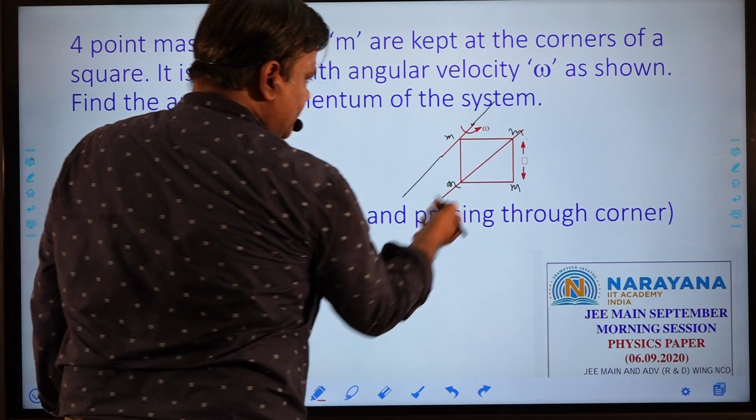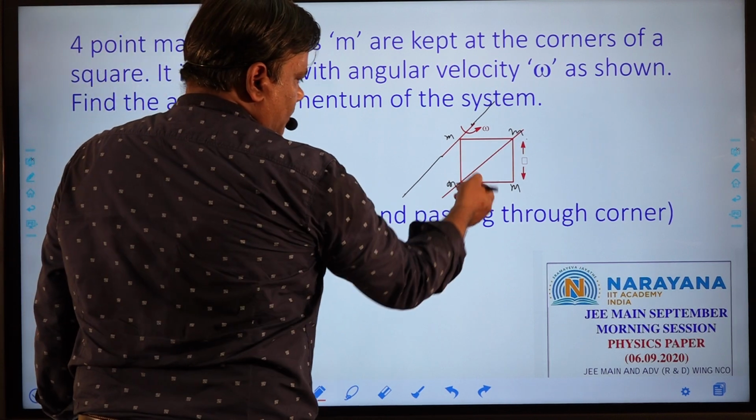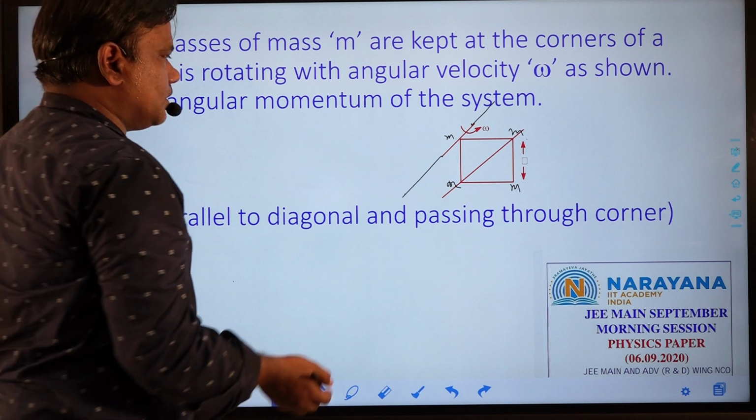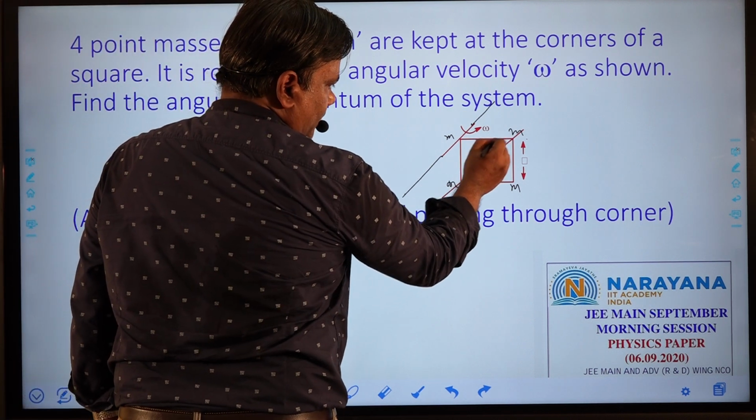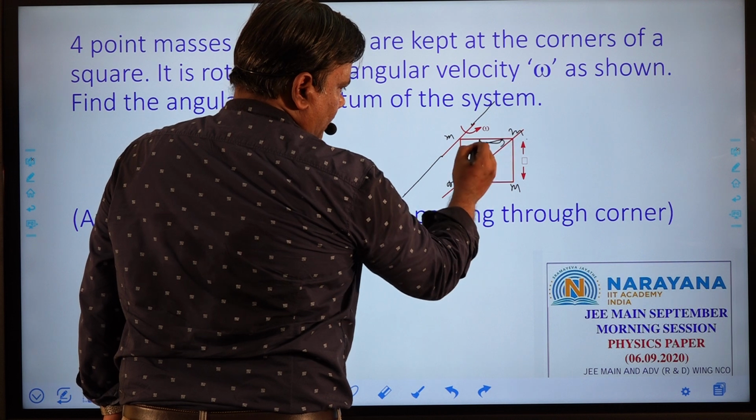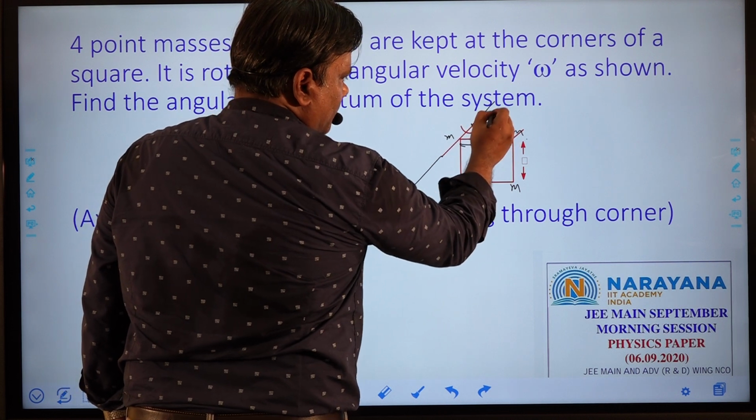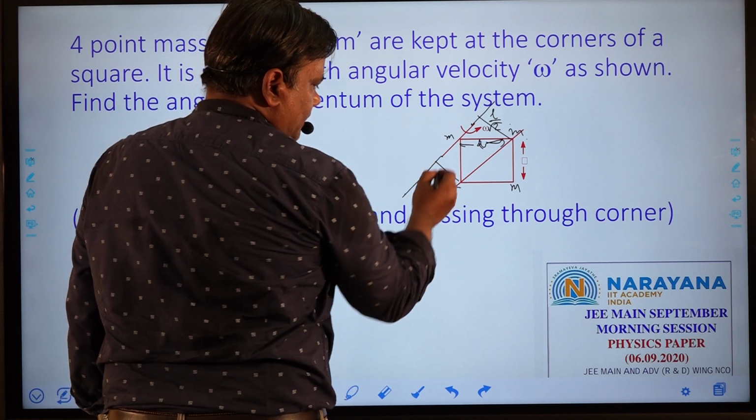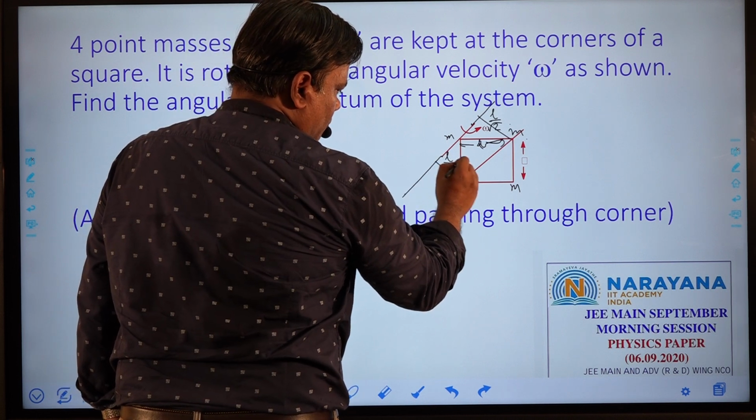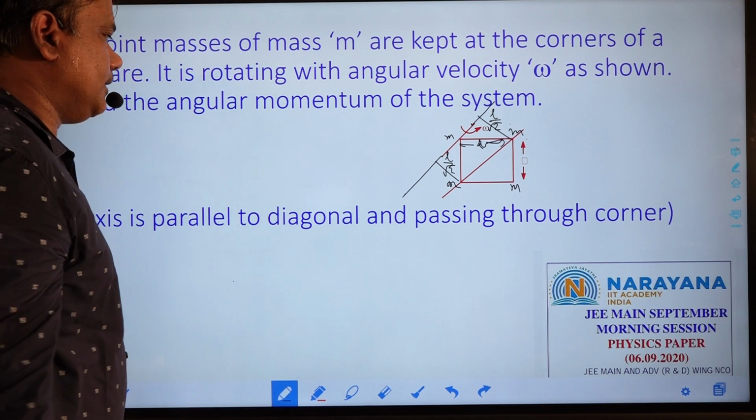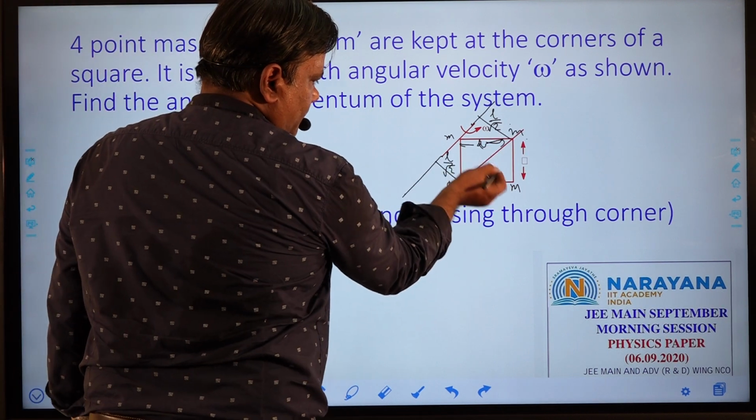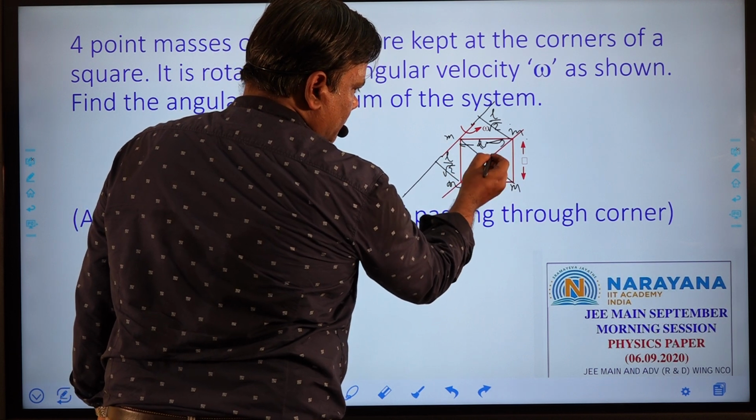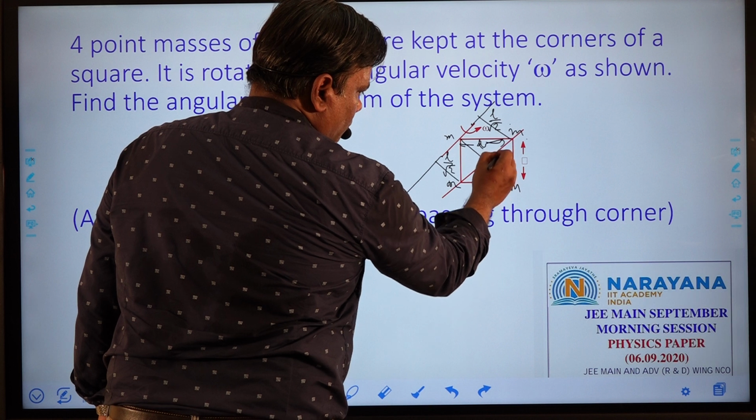If this mass is not present, obviously we'll just find out the moment of inertia of all these 3 and we'll get the angular momentum. So this distance is, if suppose this is L, and this distance will be L by root 2. Same thing can also be seen here. This is also L by root 2. Now you can find out moment of inertia of the system by just knowing what is this distance, which is also root 2 L.